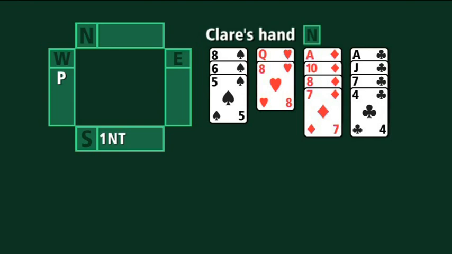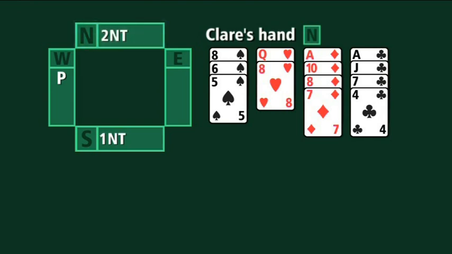Now, 11 points. Claire has 11 points. Is that enough to go 3 no trumps? Well, the answer is not necessarily. This is going to be another occasion when Claire needs more information from the 1 no trump opener. And so what Claire would do with this hand, having game invitational values, is she would bid 2 no trumps.